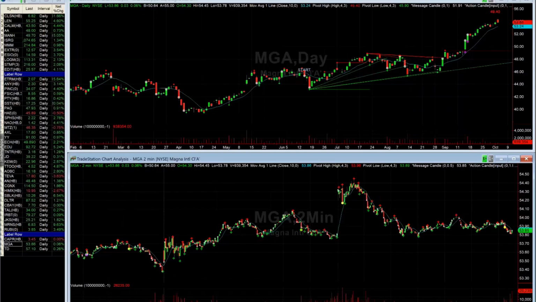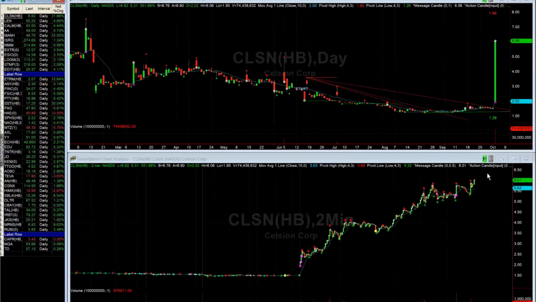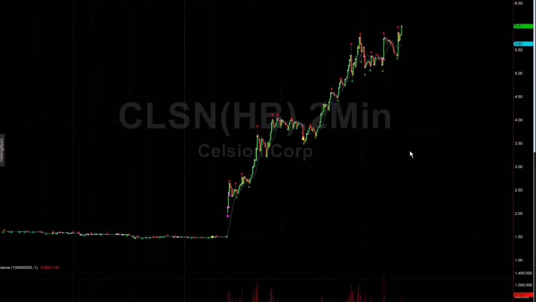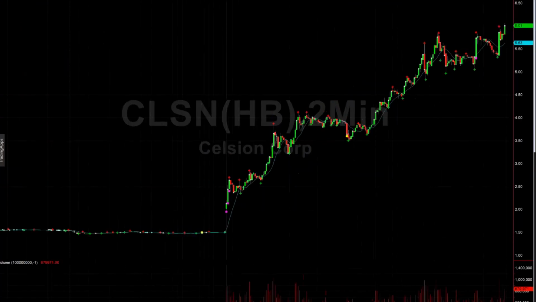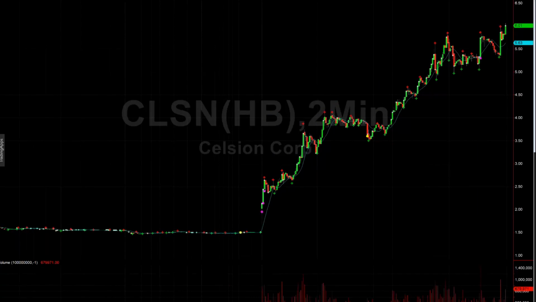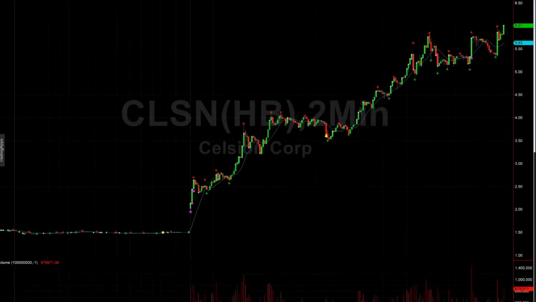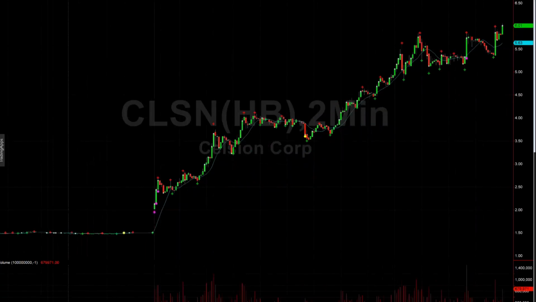We'll bring up one that was very strong today. I'll tell you a little story about this particular trade. On this chart right here, this is a 2-minute chart of this stock, Celsion. I don't know what Celsion does. As I said before, I don't really care. What I'm interested in is where my action candles are firing. And if you look really closely at this chart, you will see these little pink dots. See that there? The pink dot is my action candle.